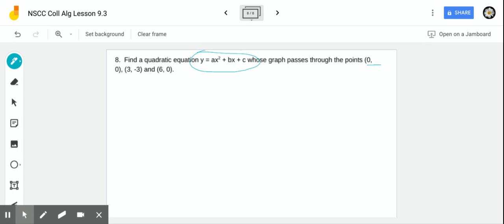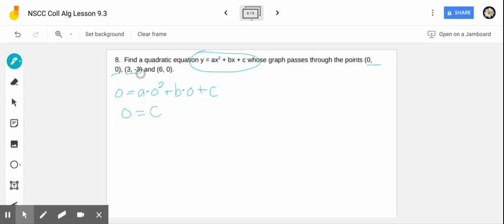Now, the first thing we know is that it goes to the point 0, 0. So I'm going to plug that in. 0 equals A times 0 squared plus B times 0 plus C. And lucky for us, this is easy to simplify. We end up with 0 equals C. So good news, we know what C is.